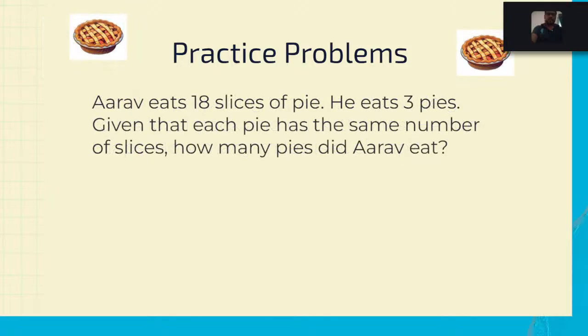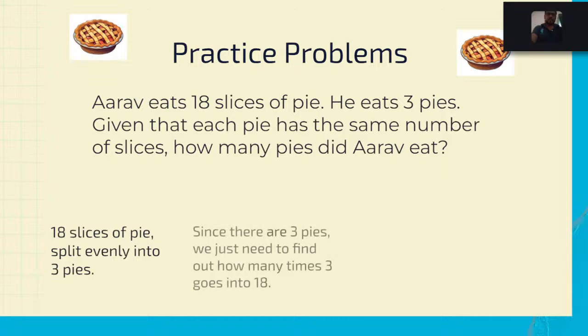Arav eats 18 slices of pie. He eats 3 pies. Given that each pie has the same number of slices, how many pies did Arav eat? Oh wait, this question is worded a bit incorrectly. Alright, instead of how many pies Arav ate, just imagine that's changed to how many slices does each pie have? So we have 18 slices of pie that are split evenly into 3 pies.